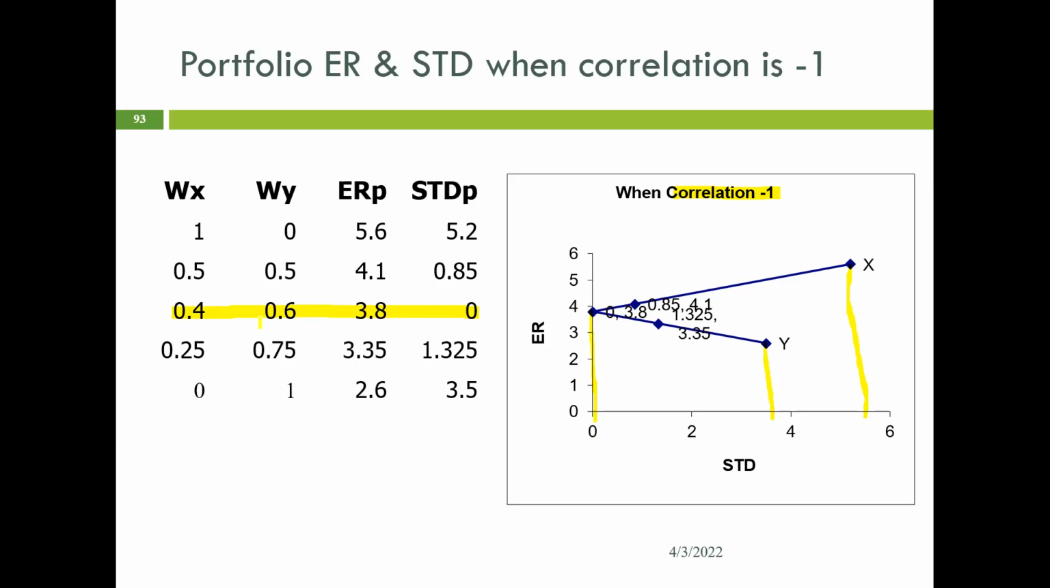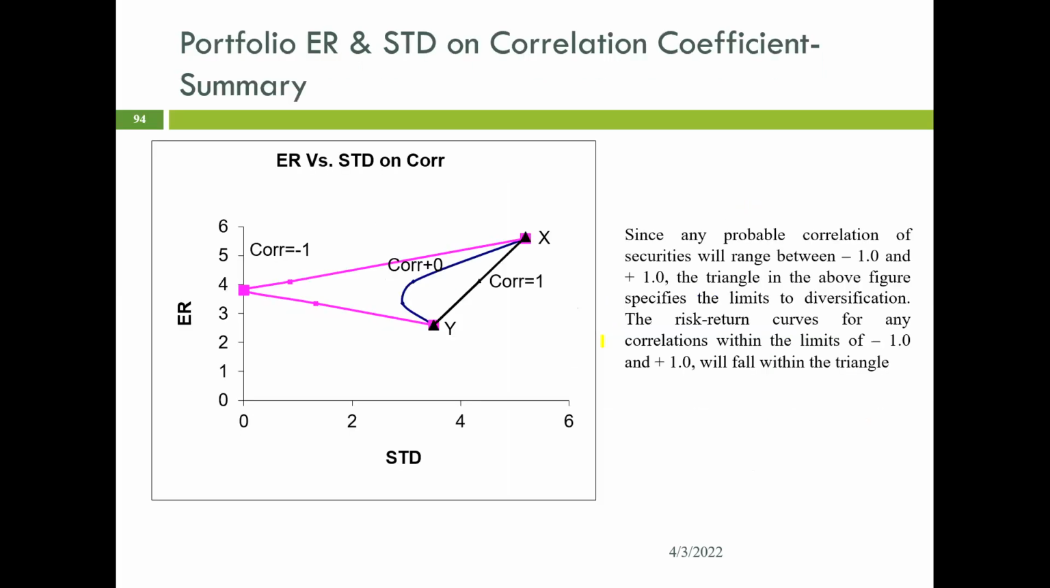If you invested 40-60 weight on X and Y, you would see there is a point where expected return is equal to 3.8 and portfolio risk is equal to 0. So total diversification is possible if you can find stocks where the correlation coefficient is perfectly negative. But in the practical world, that's very rare. You can't find it. But anyway, if you can find it, then there is a possibility to diversify the risk totally to zero. So now if you draw all these lines in one, that is the shape.